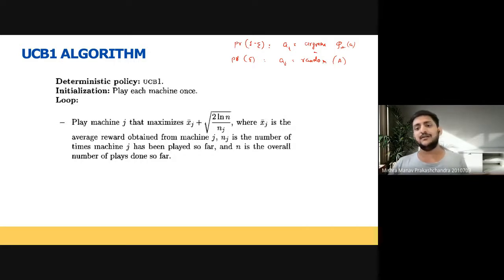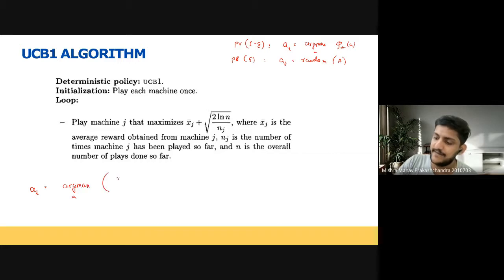But if you want to do a good analysis of the regret optimality or the PAC optimality, you need to have some sort of a deterministic or an algorithmic way to reach the solution. One such way is known as the UCB1 algorithm. What happens in the UCB1 algorithm is that at every time step, you select the action that is the argmax of Q star of A plus some additional variance term, which is square root of twice ln of n divided by n of j.